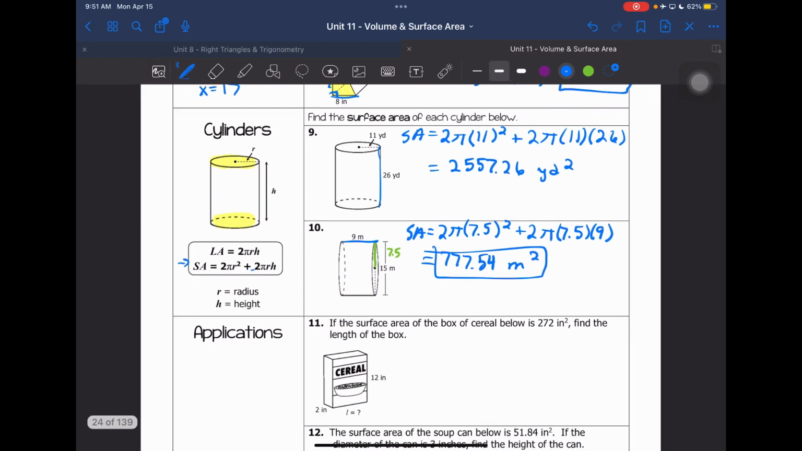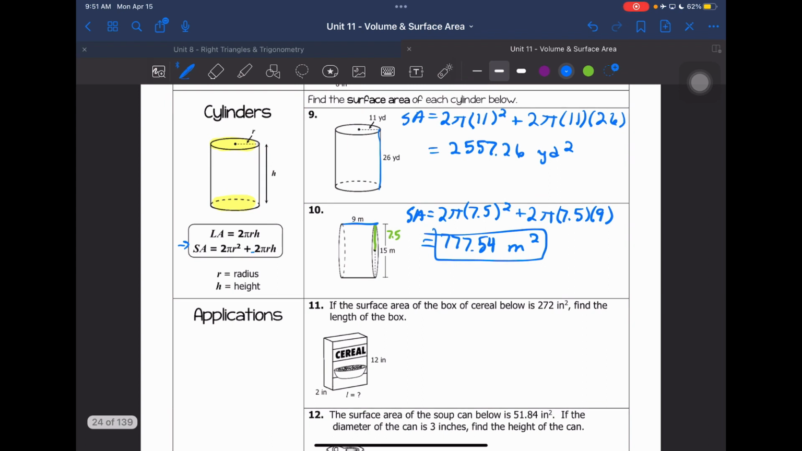Okay, and then there's 2 word problems that are basically just going to test how you can apply these formulas to real world problems. So like number 11, it says if the surface area of the box of cereal below is 272 inches squared, find the length of the box. So we know that this is 2 and this is 12. We want to know what would this be. So we basically just need to use the formula for surface area of whatever shape this is. And this shape is a rectangular prism. And rectangular prism has its own formula for surface area.